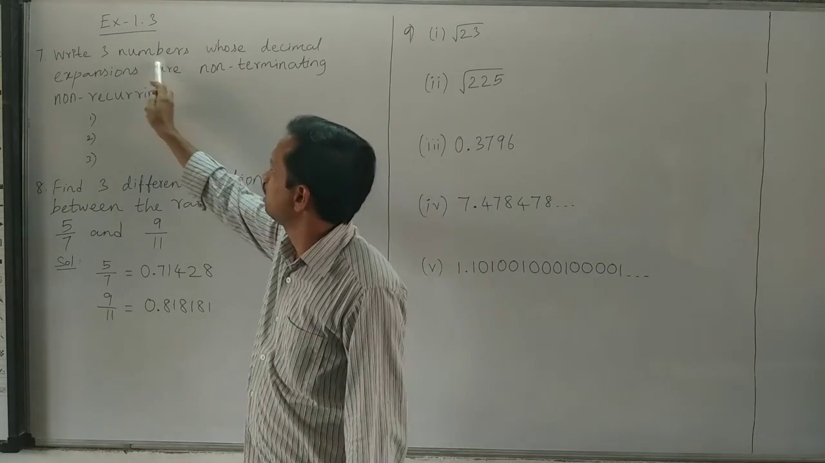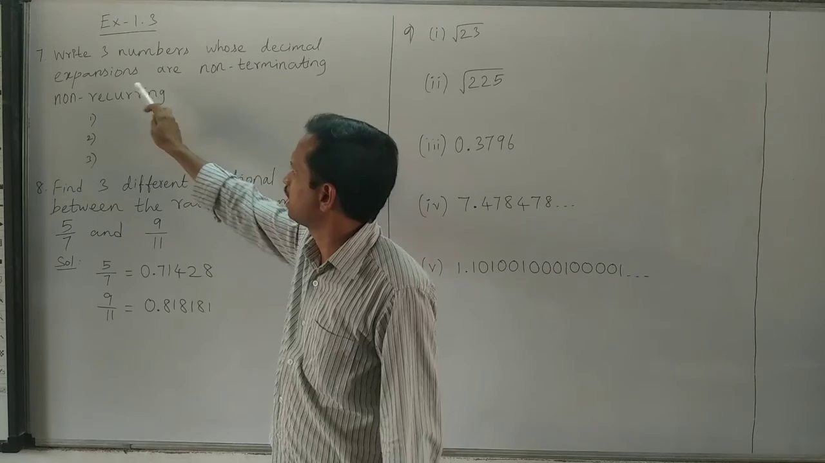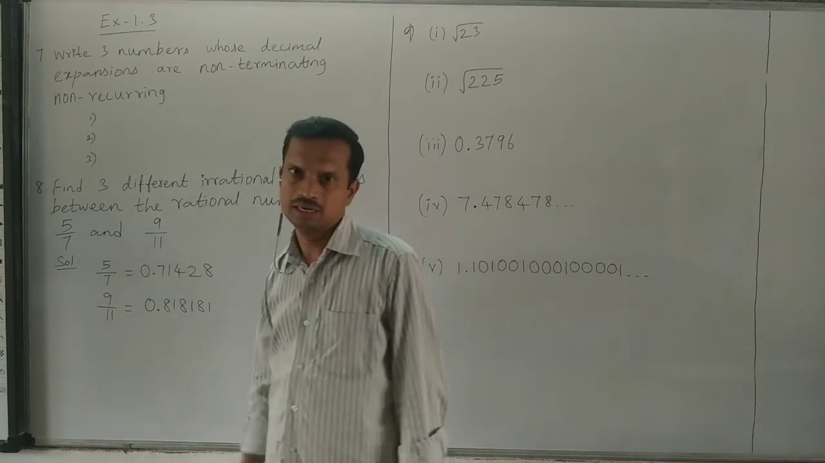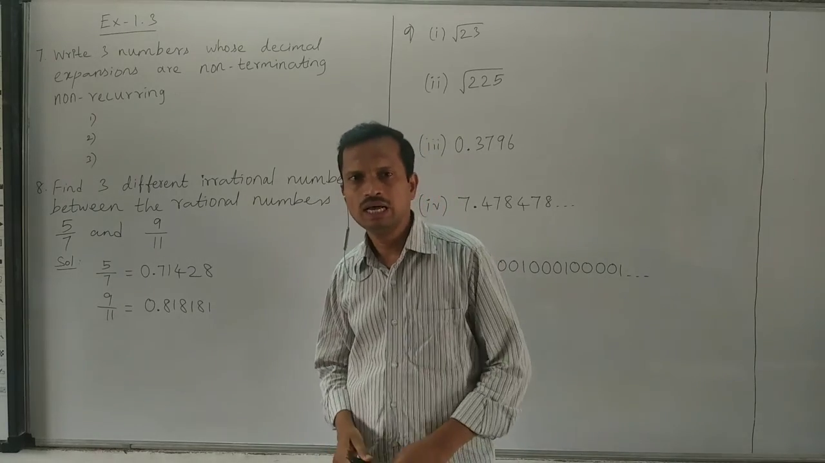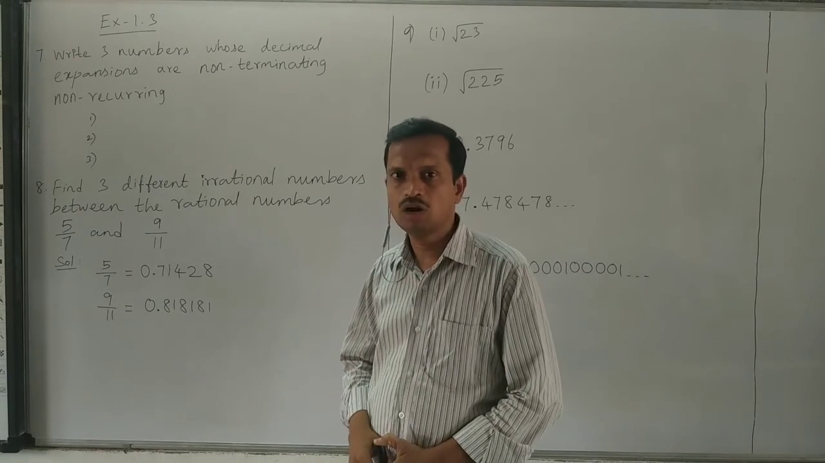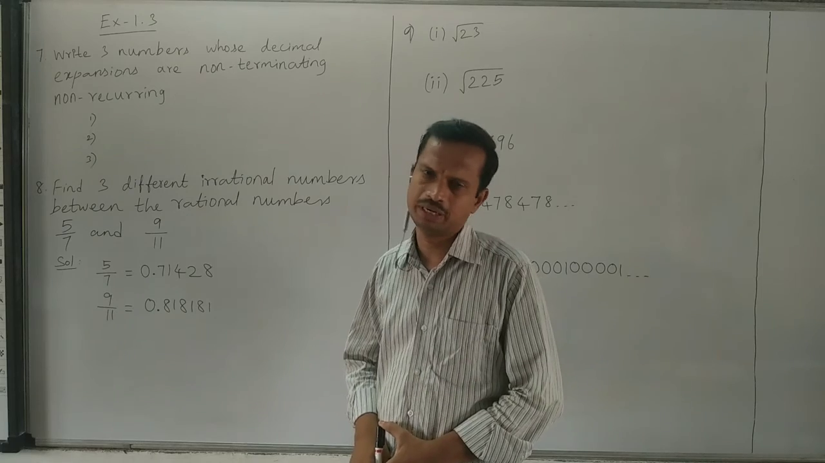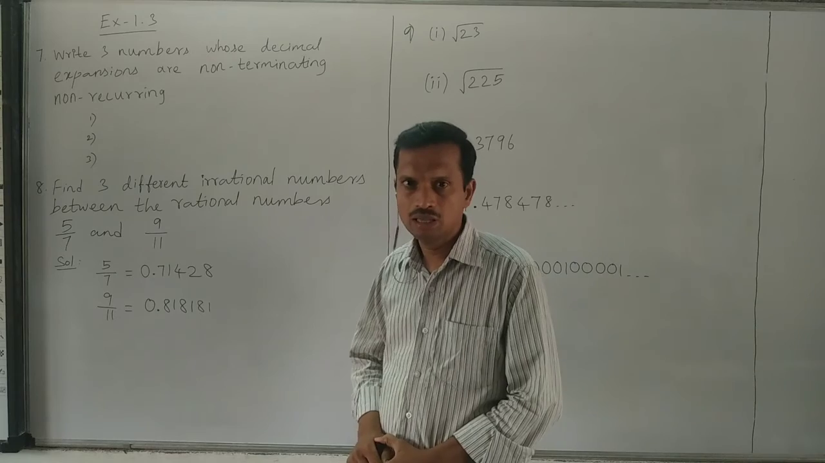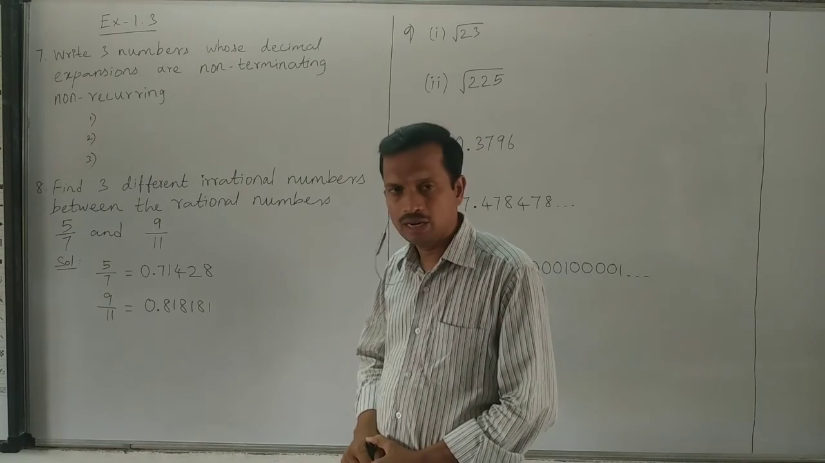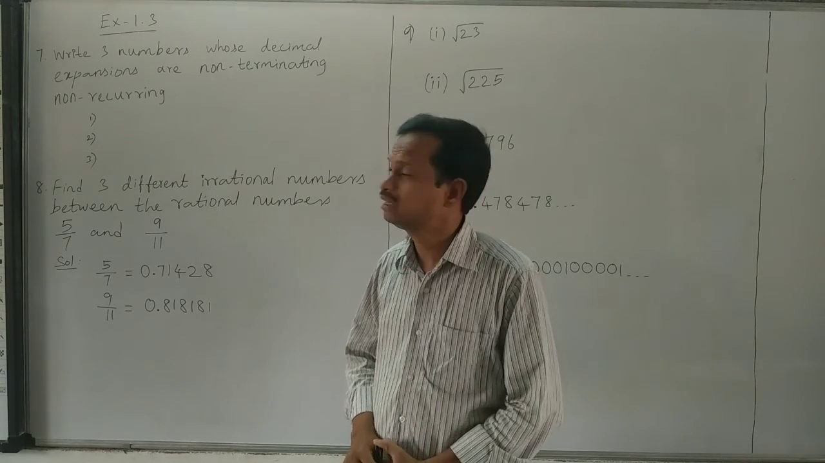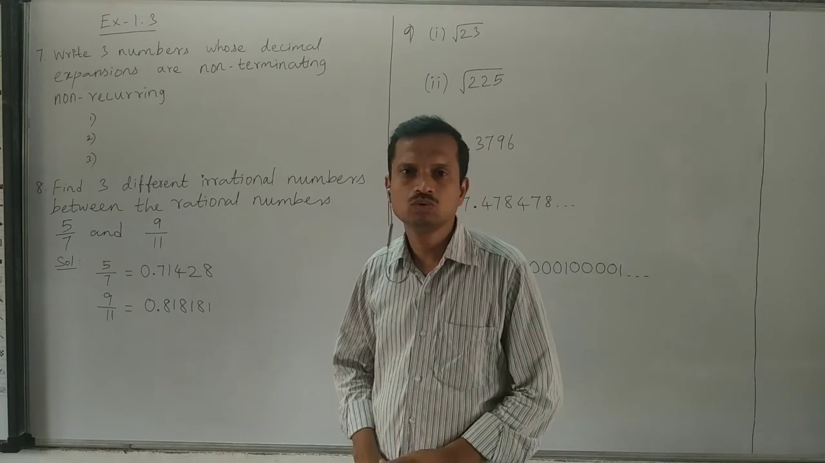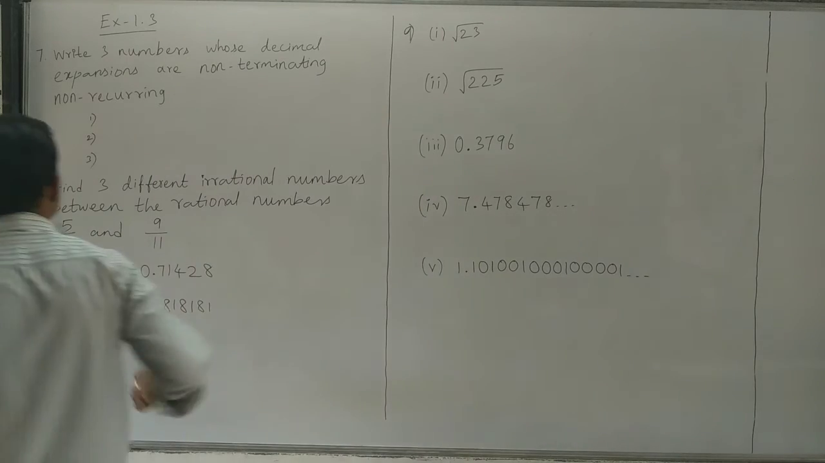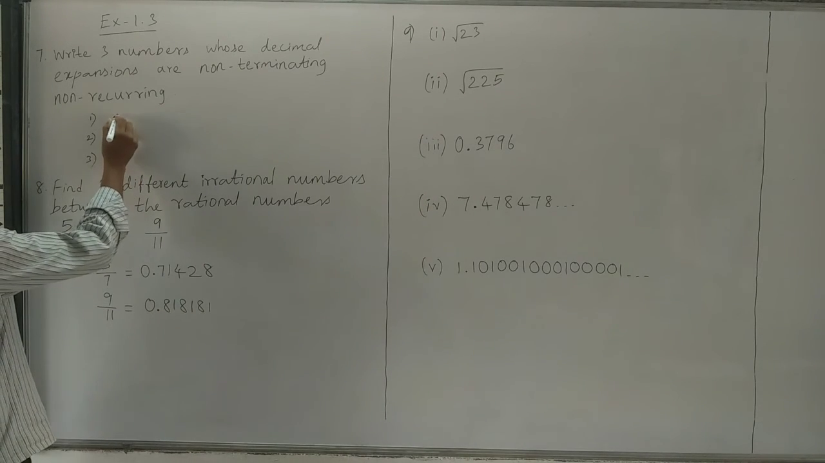Write 3 numbers whose decimal expansions are non-terminating, non-recurring. That means what? Non-terminating and non-recurring. Recurring means repeating. So non-recurring means non-repeating. So that decimal should not terminate and not repeat. We have to give 3 numbers, any 3 numbers.